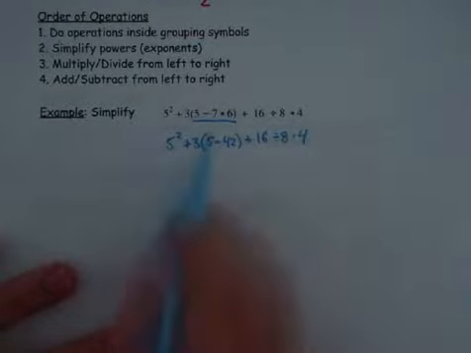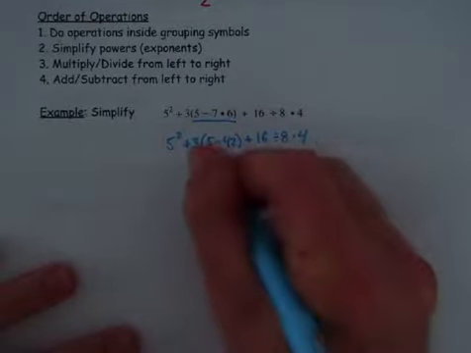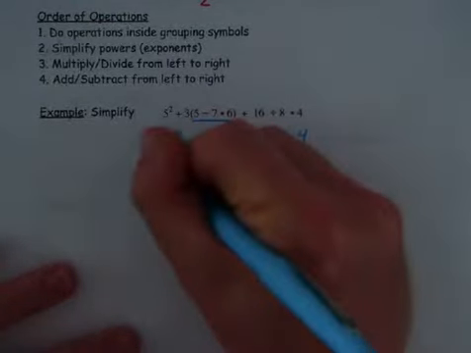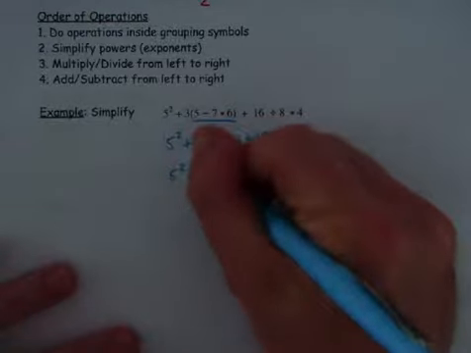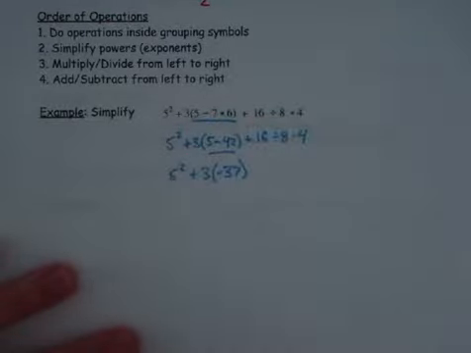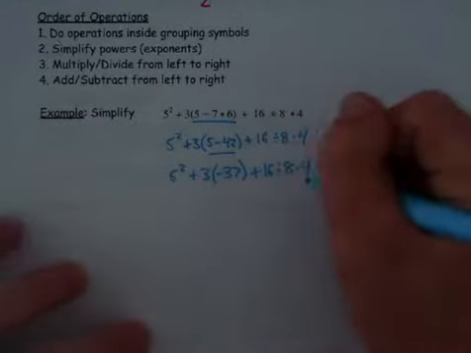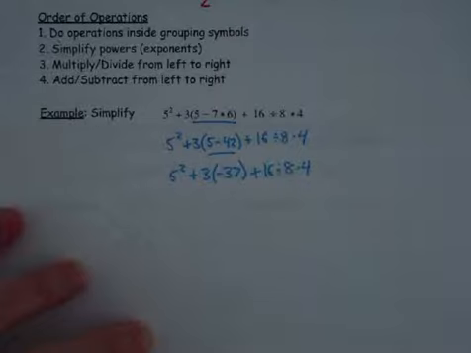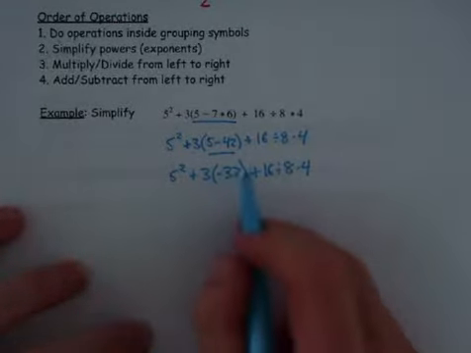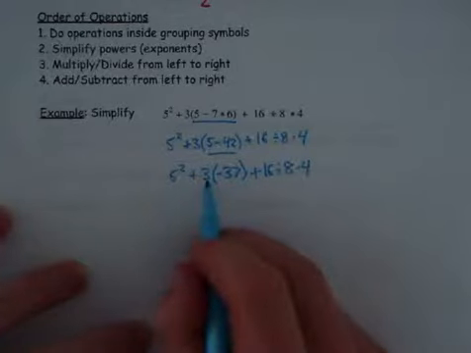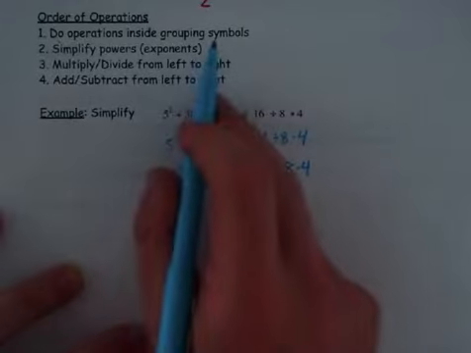Okay, that was our first step. Now, do operations inside grouping symbols. We still have these grouping symbols. So, carry down 5 squared plus 3 times 5 minus 7 is negative 37 plus 16 divided by 8 times 4. All right? Now, even though we have that negative 37 in a grouping symbol, this is really just a multiplication. This is 3 times negative 37. So we're done with our grouping symbols.